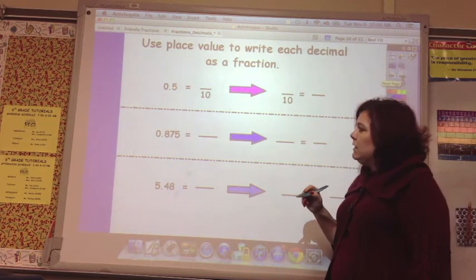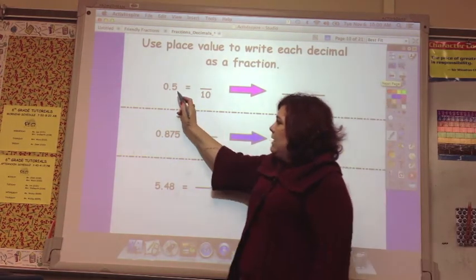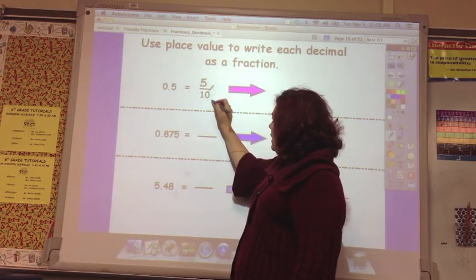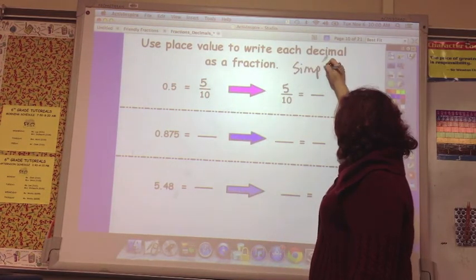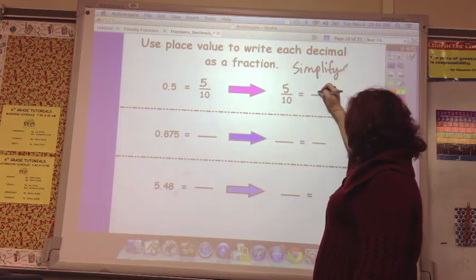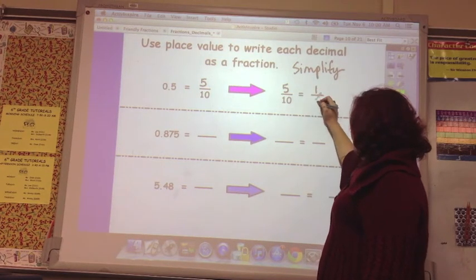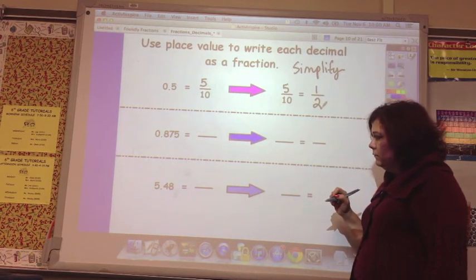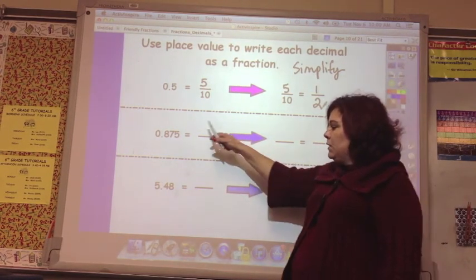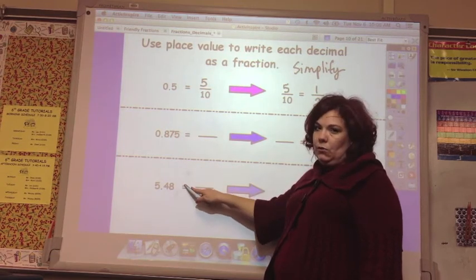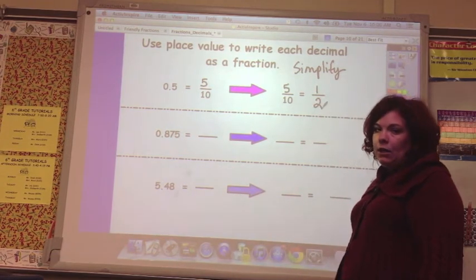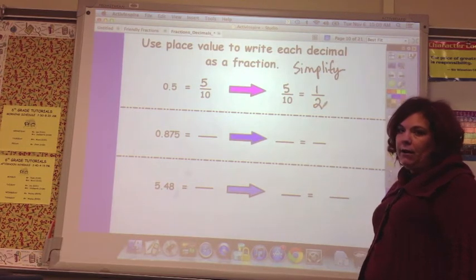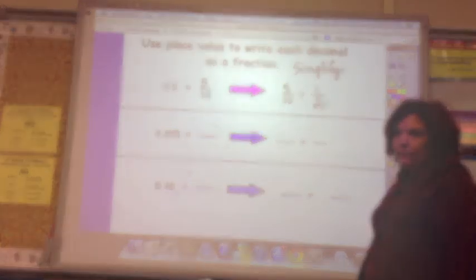So let's do one together. Say it: 5/10. So 5 over 10. This is my simplified category. Divide by 5, 1/2. So you do these two, and whenever you come back, we'll have the answers and see if your fractions match up to mine.